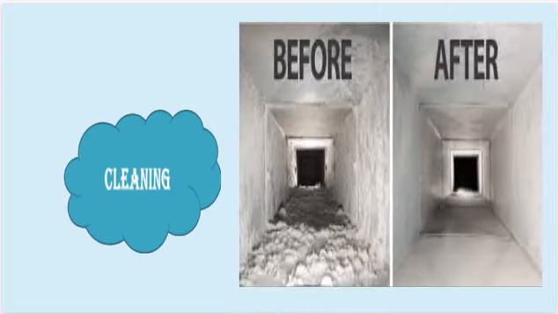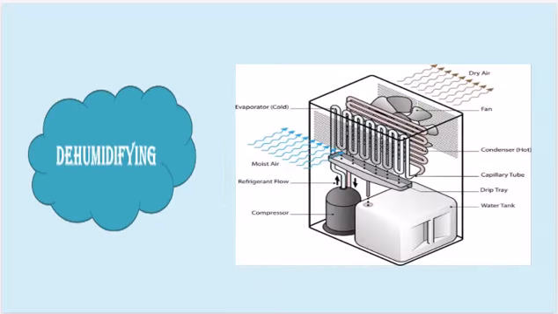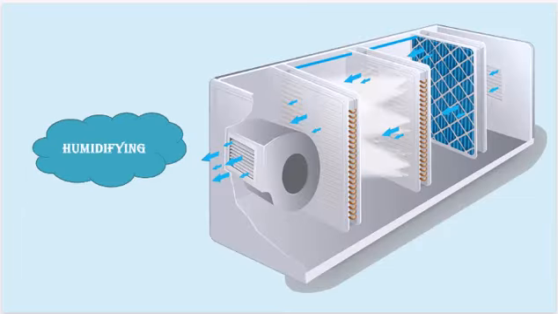Cleaning. Filters and air purifiers are used to remove pollutants, allergens, and particulate matter from the air. This significantly improves indoor air quality. Now, on to dehumidifying, which reduces excess moisture in the air. This is especially important in humid climates, as it creates a healthier environment and prevents issues like mold and mildew. Humidifying adds moisture to the air, which is crucial in dry climates. It prevents issues like dry skin, irritation, and static electricity.